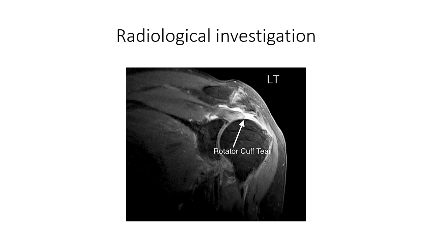On radiological investigation, the X-ray, AP view, shows a high riding humerus relative to the glenoid and a massive tear. On the MRI, we can see a loss of continuity of the supraspinatus tendon around 1 inch before the insertion on the greater tuberosity. There is loss of continuity and fluid signal, as the white arrow shows.